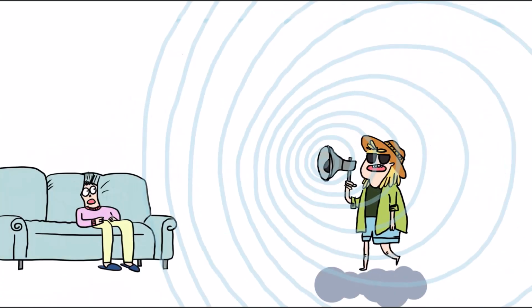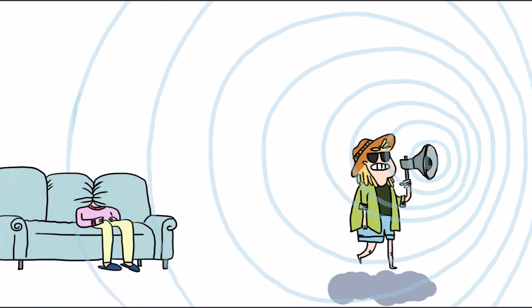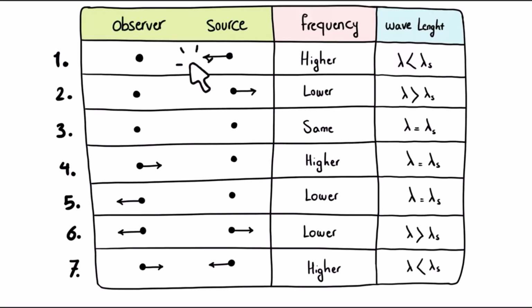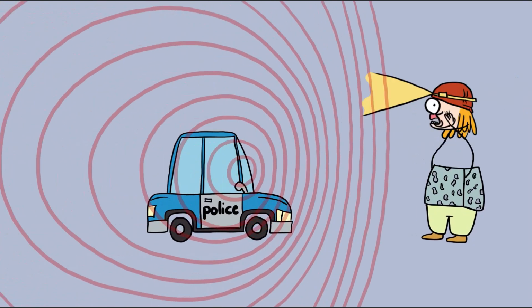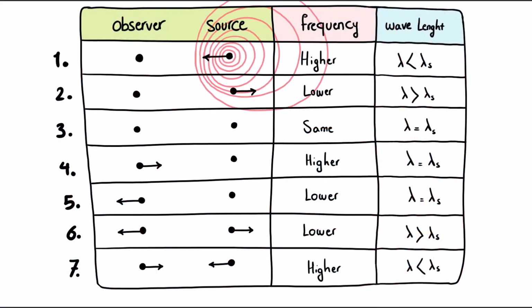Now let's test all possible cases one by one. Case 1. Observer is still. Source is moving toward the observer. Frequency increases. Higher pitch. Wavelength in front of the source becomes shorter.